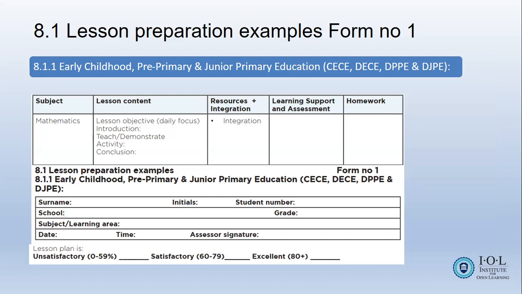Your lesson preparations, for example for Form 1. So we see there is just an example. You can sit with your book and you read through everything in your study guide.